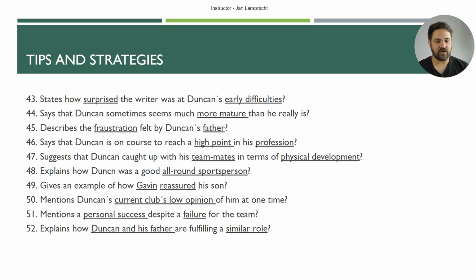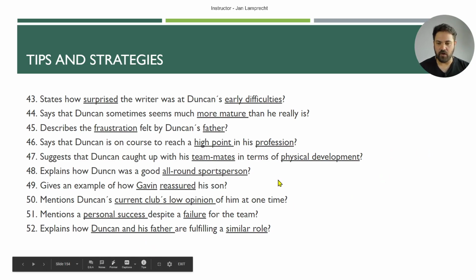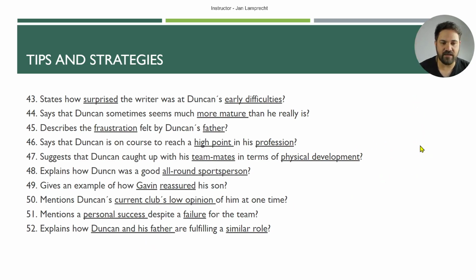Mentions Duncan's current club's low opinion of him at one time, at a specific time, and a low opinion as well. Mentions a personal success despite a failure for the team. Personal success, failure. Explains how Duncan and his father are fulfilling a similar role as well. Duncan and his father, similar role. These are all my keywords.